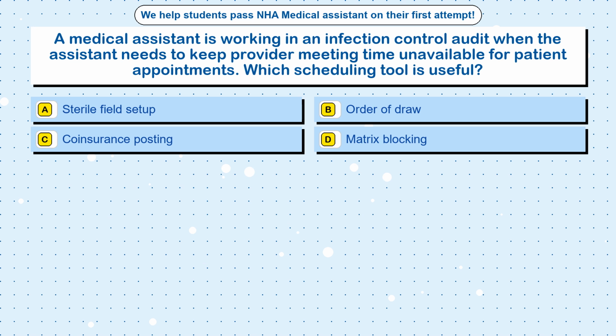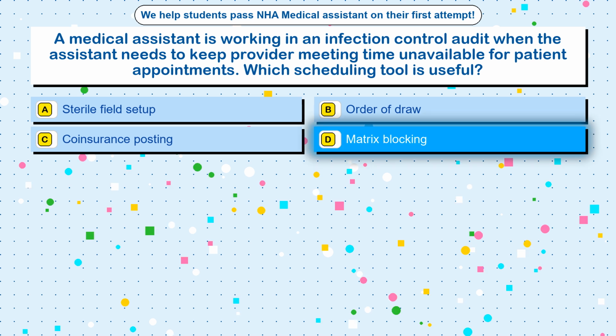Question 67. A medical assistant is working in an infection control audit when the assistant needs to keep provider meeting time unavailable for patient appointments. Which scheduling tool is useful? Option A, sterile field setup. Option B, order of draw. Option C, coinsurance posting. Option D, matrix blocking.